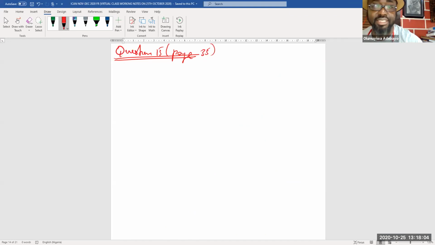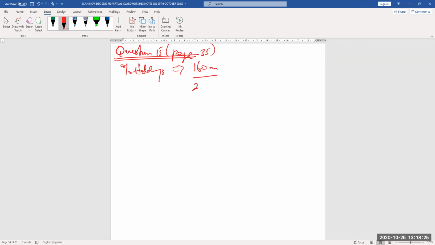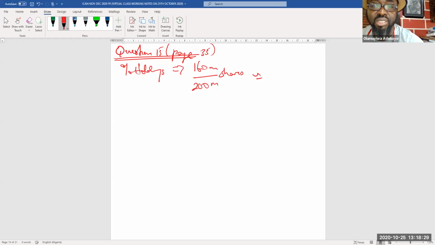Now, Illustration 15, page 35. The first thing is to draw up the structure, but before the structure, recall that we need to determine percentage holdings. We acquired 160 million shares, and I don't think we need to waste more time. If we check the question, we have share capital of 100 million naira at 50 kobo, which means if we convert it, that is 200 million shares, which approximates 80%.